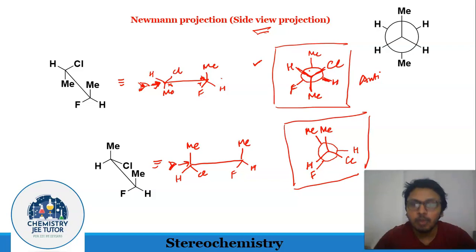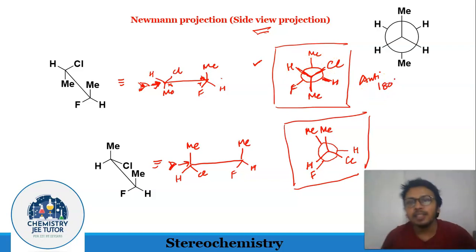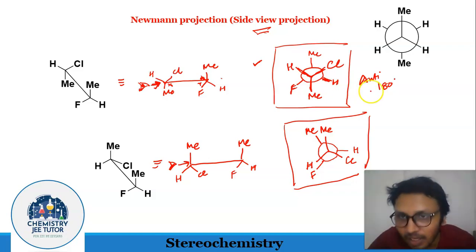But when there are two methyls, you don't have to look at anything else. These two methyls are at an angle of 180 degrees. And what did I say? When similar size substituents are at an angle of 180 degrees, it is an anti-conformation. So this is an anti-conformation.